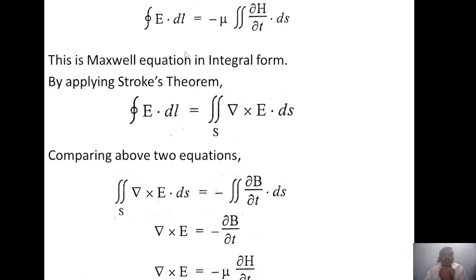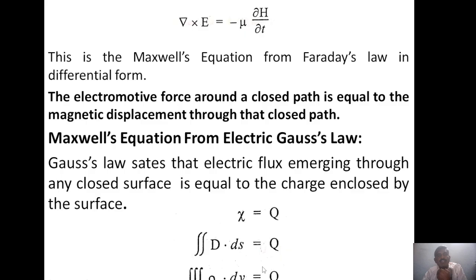So now apply Stokes theorem. E dot dl we can write as the surface integral of del cross E into ds. Now comparing these two equations, the right hand sides are equal, so del cross E is equal to minus dou B by dou t. This is the point form of Maxwell's equation. We can write B is equal to mu into H, and we get minus mu into dou H by dou t. This is the point form or differential form. Both are the same, so you may call it either point form or differential form. So this is the differential form of Maxwell's equation from Faraday's law.